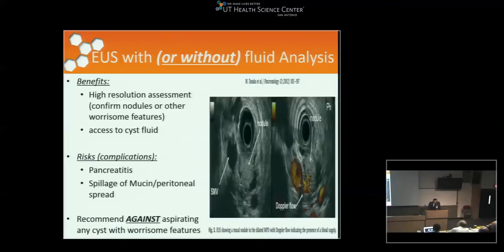The Japanese group in 2012 actually recommended against aspirating any cyst with worrisome features over concern of spillage of mucin. But this varies throughout institutes, and in discussing this presentation with one of the GI faculty at the VA, she routinely aspirates all cysts.